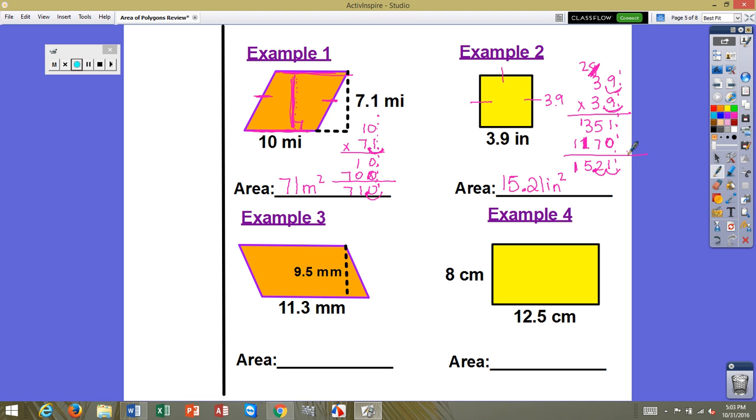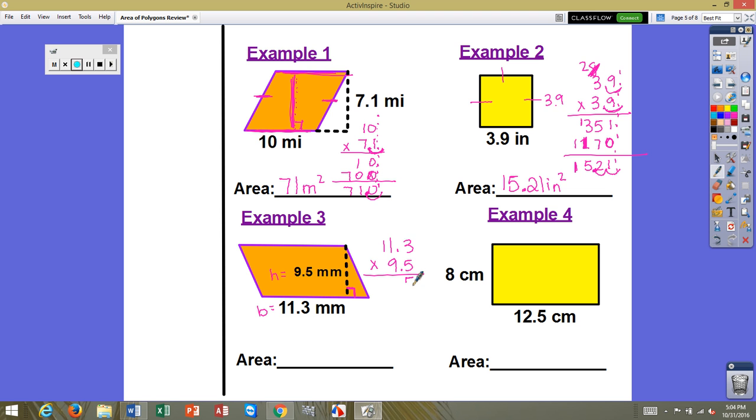Okay, now we're going to come down to example number 3. We've got our base of 11.3. Our height is measured down the middle. It's perpendicular to the base, it's 9.5, so we're multiplying 11.3 times 9.5.